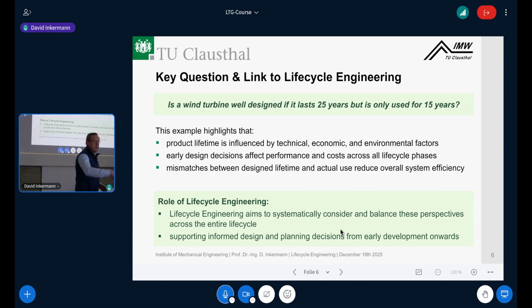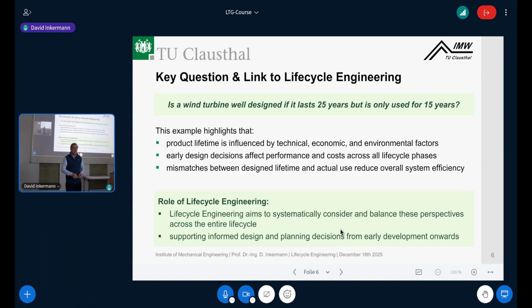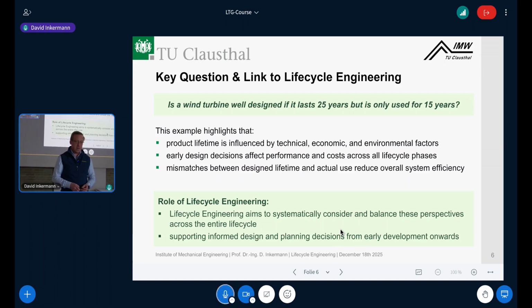So the question now is, with regard to this product, why is this turbine designed for 25 years but only used for 15 years? So those are the maximums or minimums. But this example, I think, highlights definitely that the product lifetime has different factors or different influences that have to be considered. Not only the technical one, which would be my perspective if I design a wind turbine, but also economic and environmental impacts, factors that have to be understood and influence the use time, the lifetime overall.